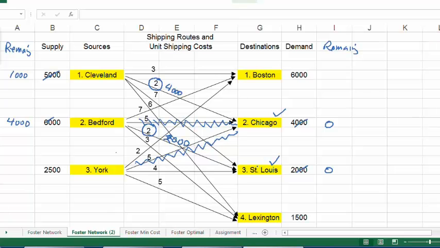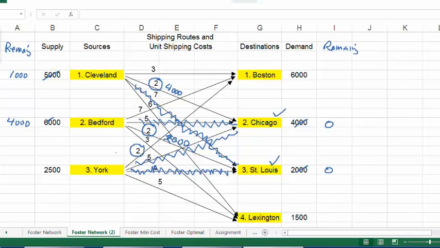And now what's done? St. Louis is done. St. Louis is receiving all it needs, so it doesn't need to receive more from the other places. So this we're not going to use, and then the other one from York is not going to receive anything. So don't use those. Now what's next? We have 3, 6, 7, 2. So this one is still there too. This is the last two.